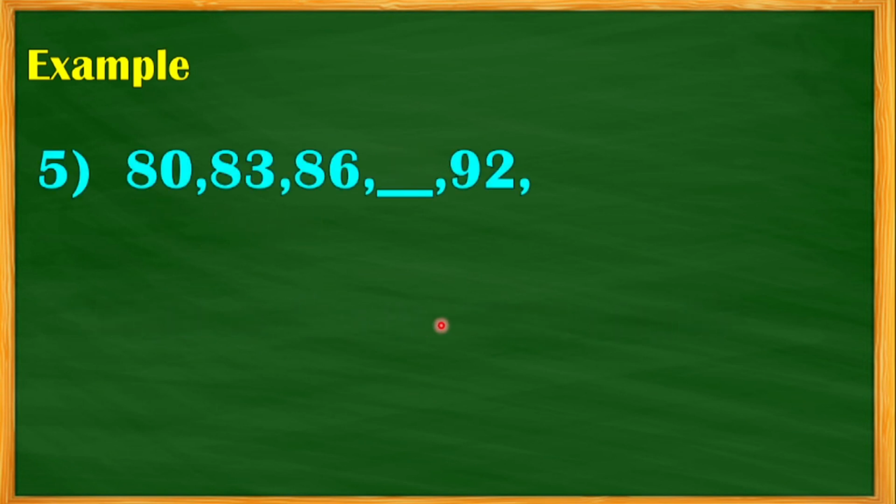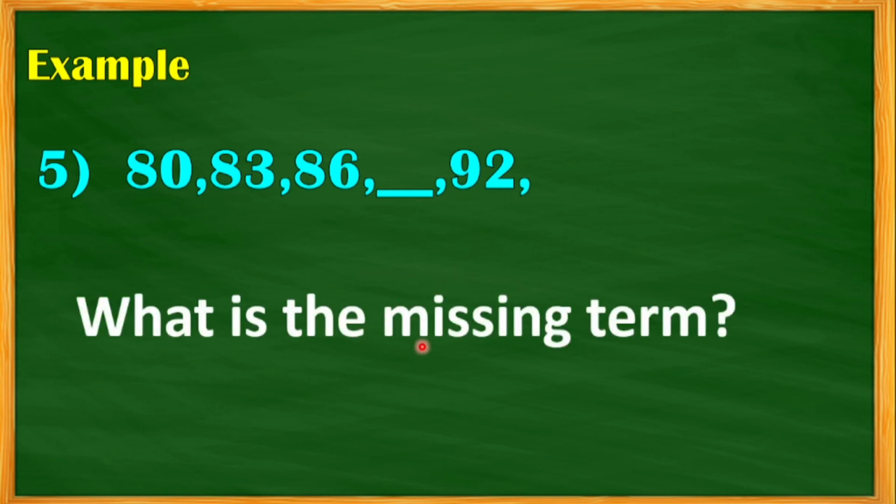Next, number 5. 80, 83, 86, blank, 92. What is the missing term? So let's analyze this sequence. So 80 becomes 83. Oops, it increases rather. 80 becomes 83. 83 becomes 86.